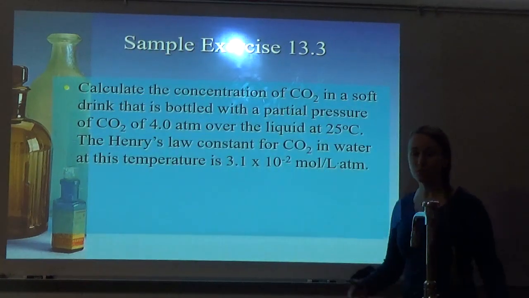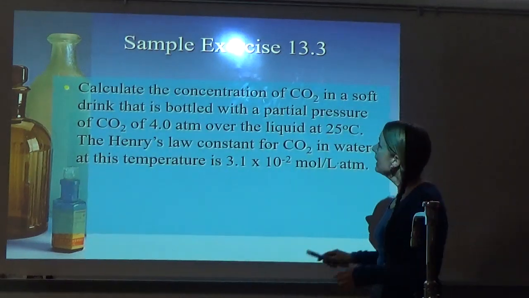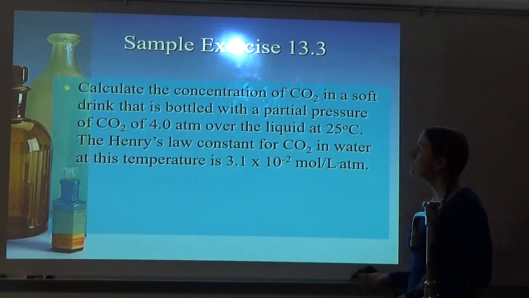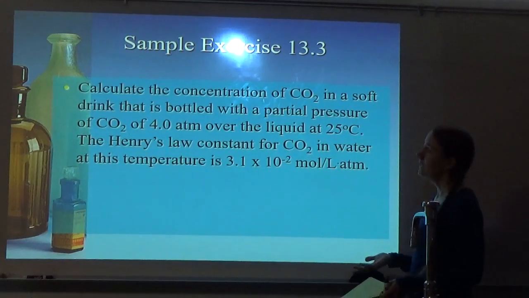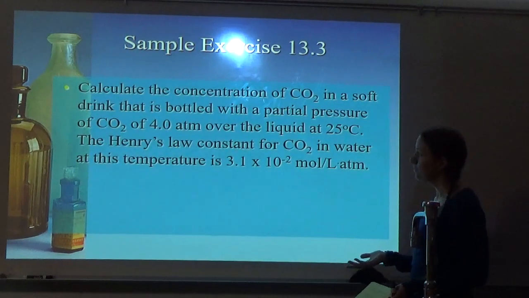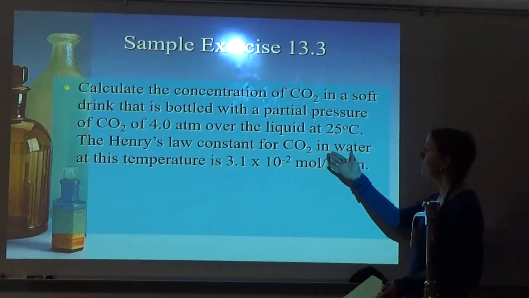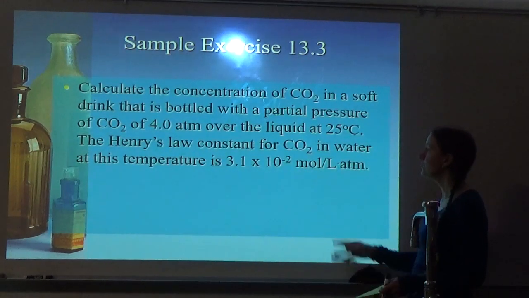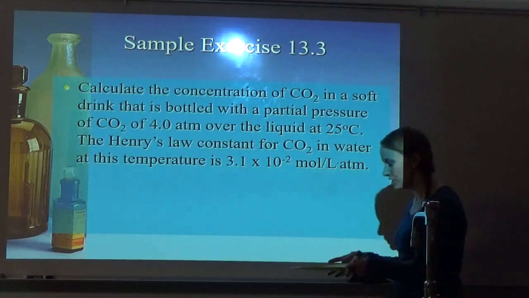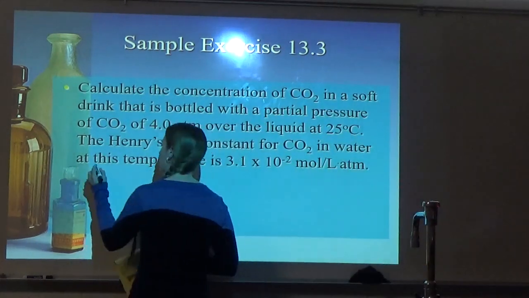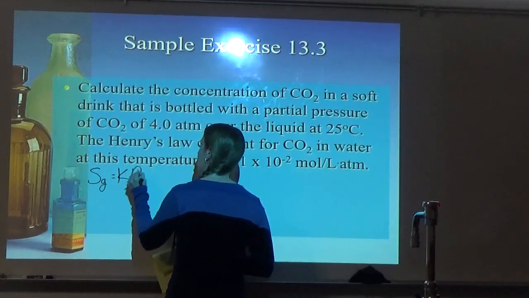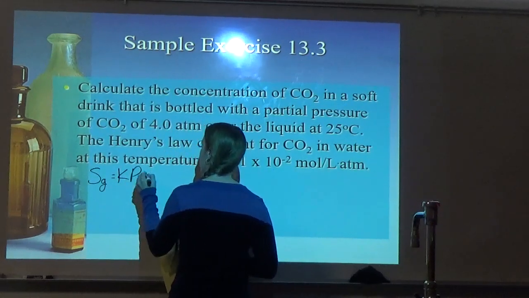All right, so let's look at one together. It says calculate the concentration of CO2 in a soft drink that is bottled with a partial pressure of CO2 of 4 atm over the liquid at 25 degrees Celsius. The Henry's law constant for CO2 in water at this temperature is 3.1 times 10 to the negative 2 moles per liter times atmospheres. All right, so we know that Henry's law says S of my gas is K times P of my gas. So then I just plug in.